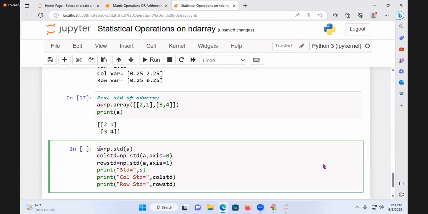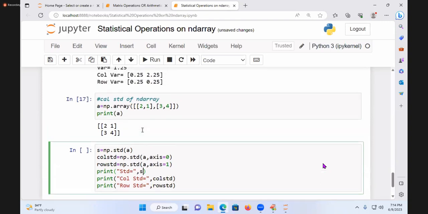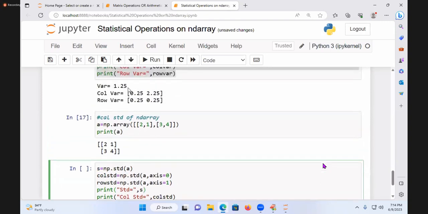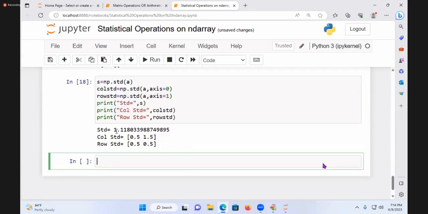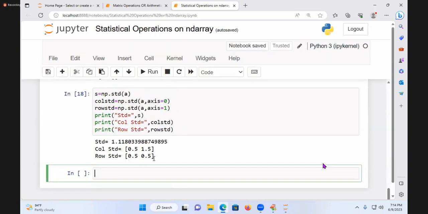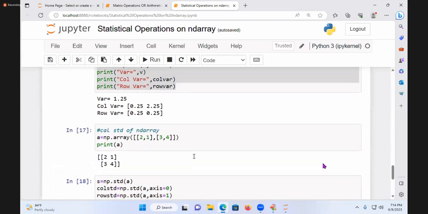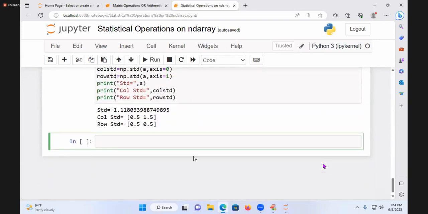Now see students. Already I told you this 1.118 is coming now. Same thing will be coming. And obviously 1.25 square root I showed you. 0.25 square root is 0.5. 2.25 is 1.5. That is understandable. See the result of it. 1.118, which is done already. 0.5, 1.5, 0.5, 0.5. I hope you are getting the standard deviation.